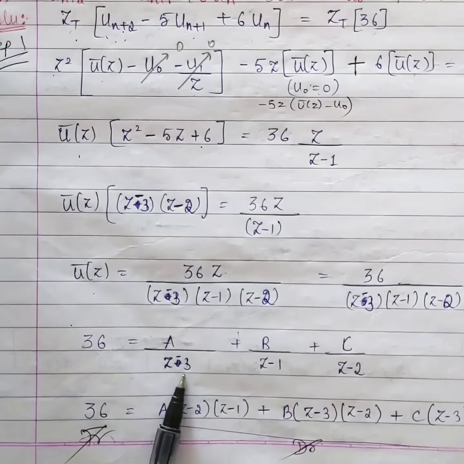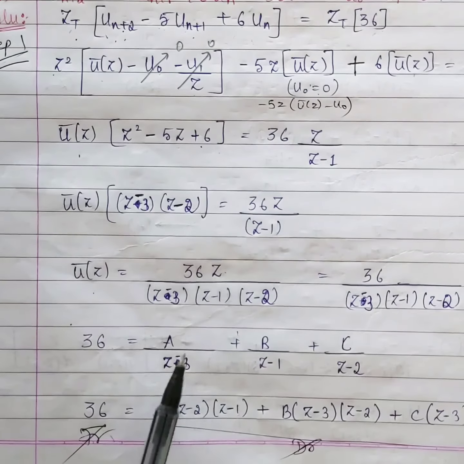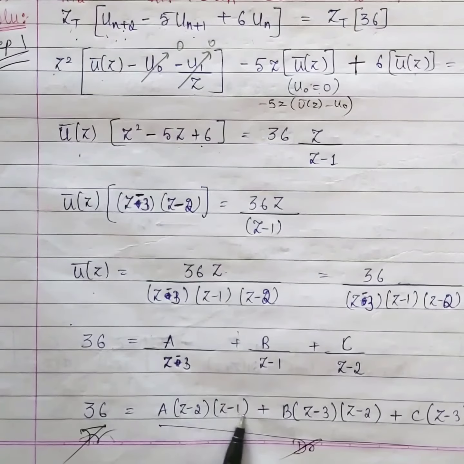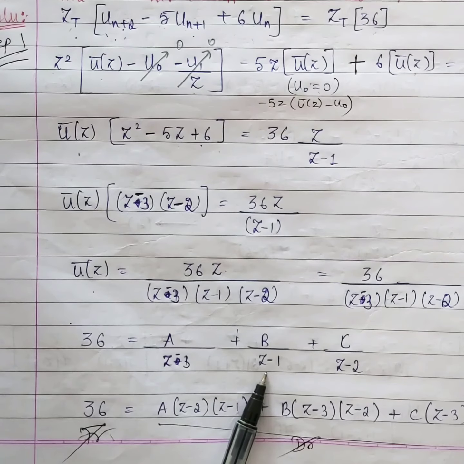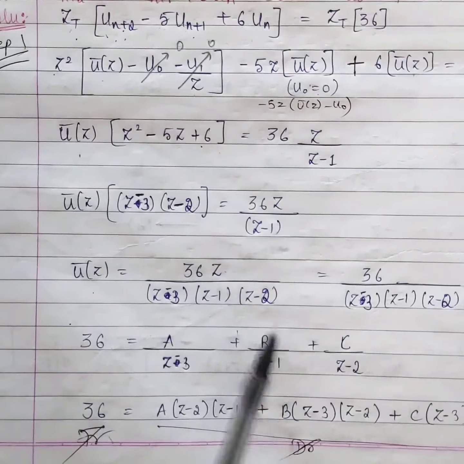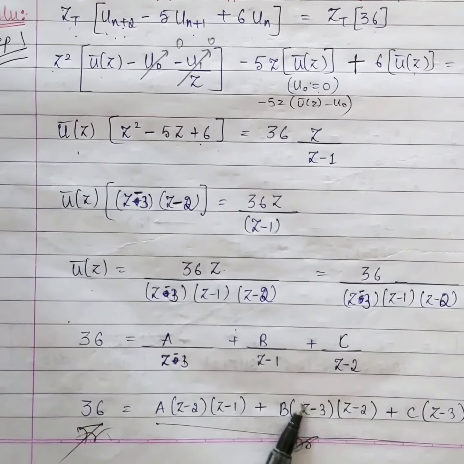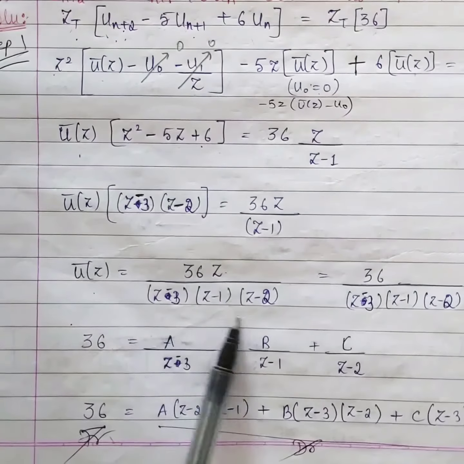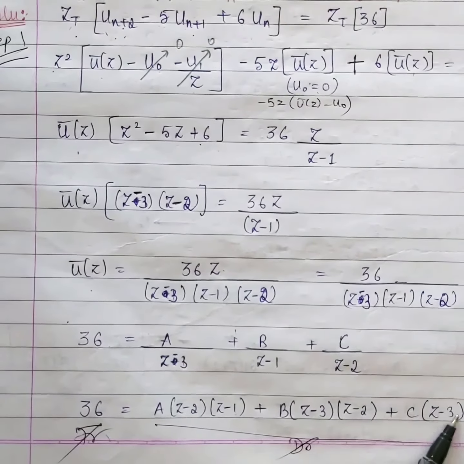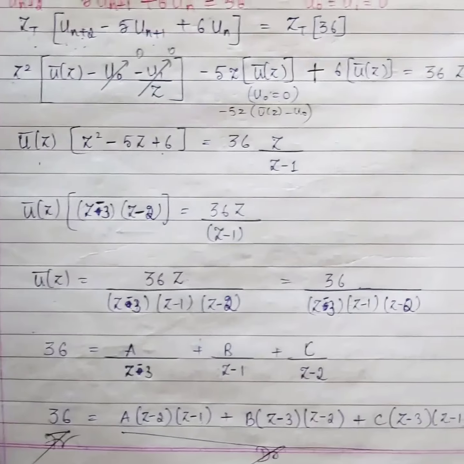So here z minus 3 is there in the denominator, which is missing z minus 1 and z minus 2, multiplied by that. Here z minus 1 is there in the denominator, which is missing z minus 3 and z minus 2. So we have multiplied by that. Last one, z minus 2 is there in the denominator, which is missing z minus 3 and z minus 1. So we have multiplied with that in the numerator.